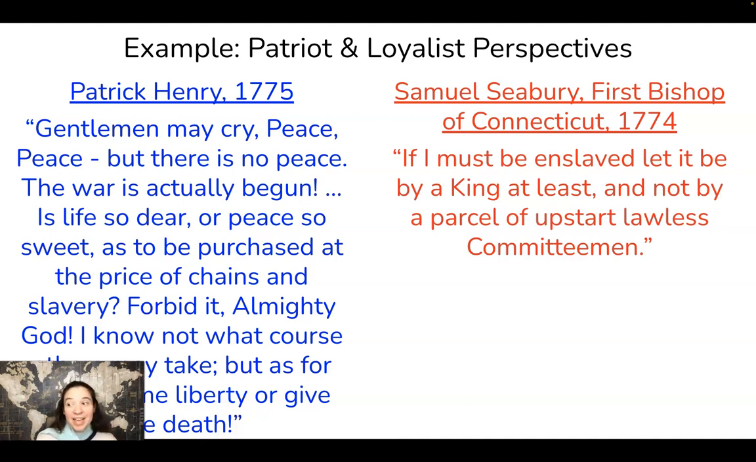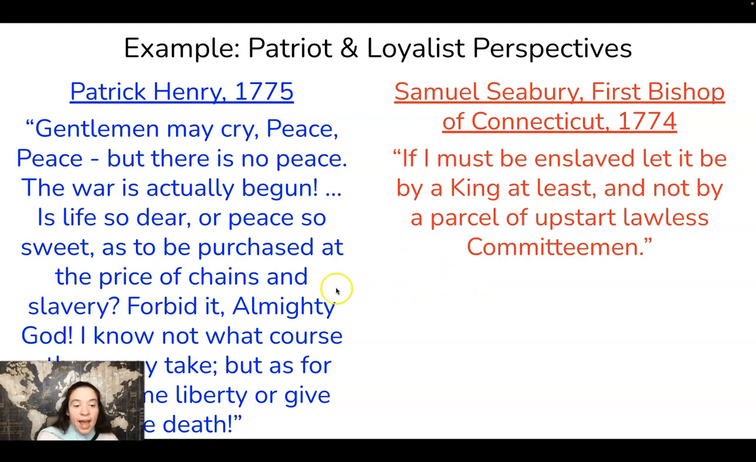Samuel Seabury is a loyalist point of view. He says, "If I must be enslaved, let it be by a king at least, and not by a parcel of upstart, lawless committeemen." Strong words on both sides, right? And we can talk about how both of these men lived in colonial America and saw the situation with Great Britain and the colonies and had two very different perspectives.